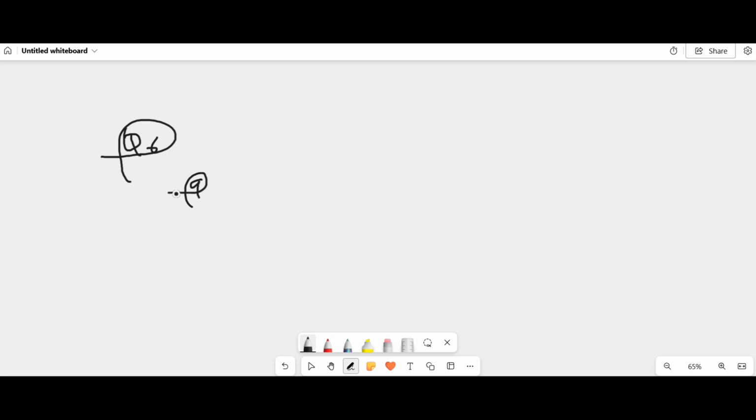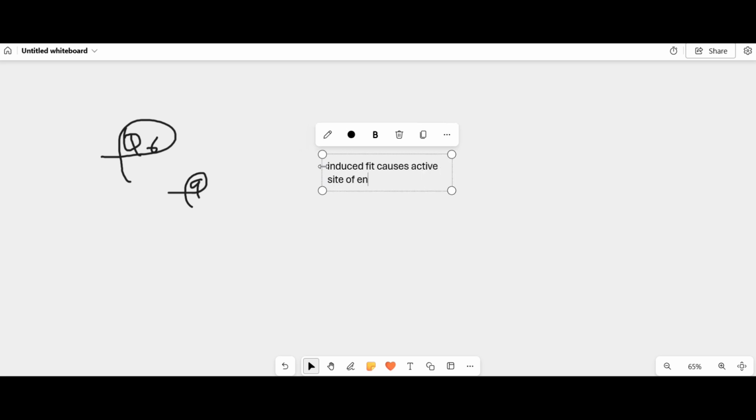Cool. Explain how the active site of an enzyme causes a higher rate of reaction. Yeah, so you need to be careful about the question here. So it's asking you, explain how it causes a higher rate of reaction. So obviously just say that induced fit causes the active site to change shape.